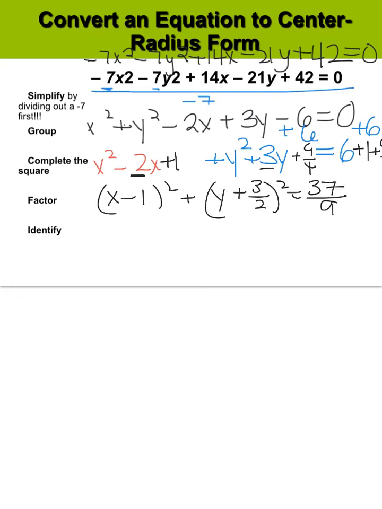Your calculator does that for you. Don't worry about having to do that by hand. So don't get nervous. Now we can identify the center as (1, -3/2). So that's negative 1.5 if you want to write that. And the radius is equal to the square root of 37 over 2.